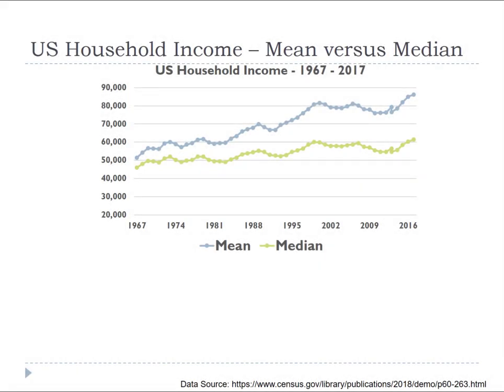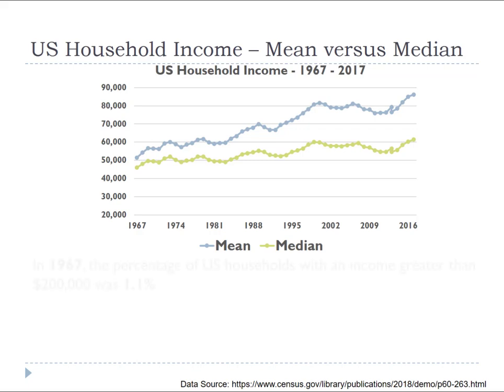A more interesting story emerges when we compare mean and median US household incomes over the 50 years from 1967 to 2017. The data is included in a report by the US Census Bureau in a table titled Households by Total Money Income, Race and Hispanic Origin of Householder, 1967 to 2017. The table provides the percent distribution of household incomes adjusted for inflation over that time period, including means and medians.